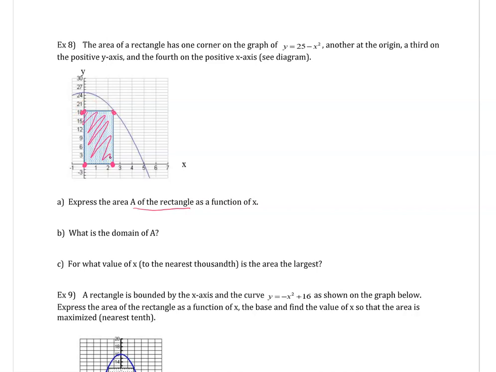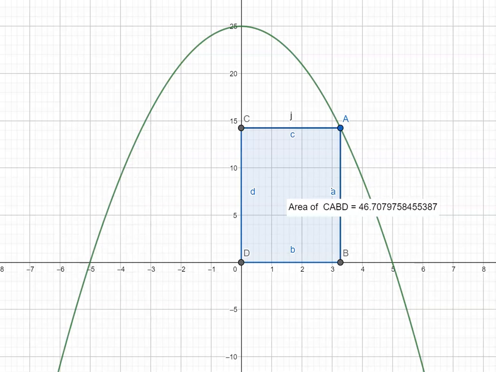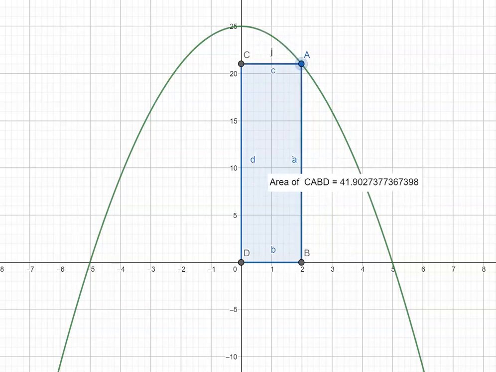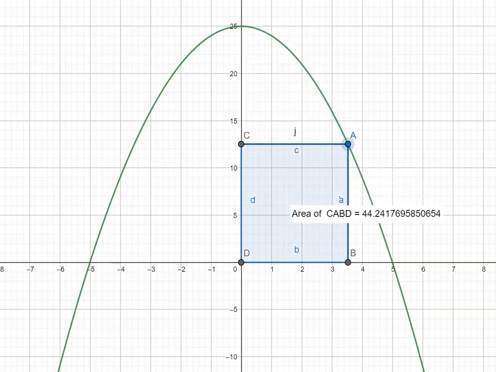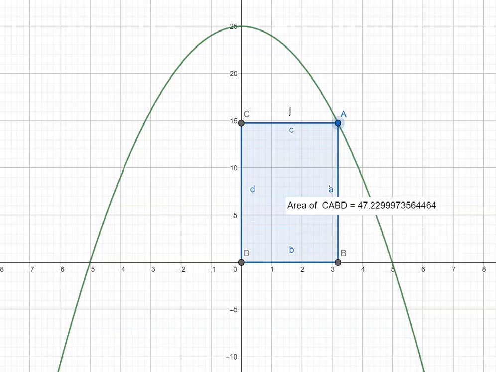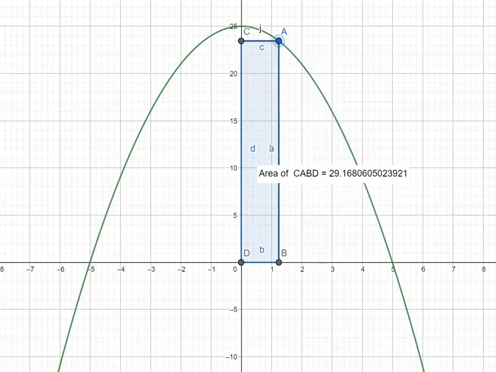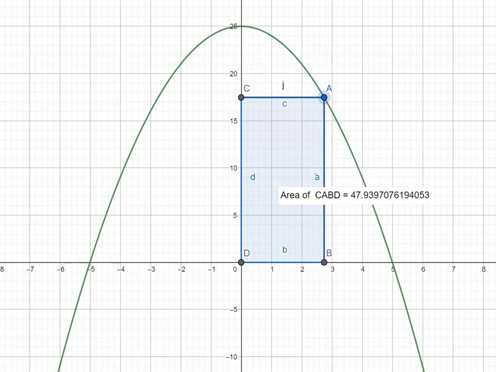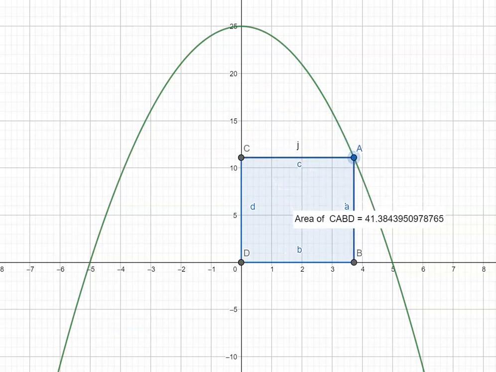Let me show you what I mean by that. Okay, so what I have graphed is the function y equals 25 minus x squared, so that is a parabola that has been shifted up 25 units and reflected in the x-axis. I have this point A being my point on the parabola. And then C and B, as you guys can see, no pun intended there, are on the x and y axis. D is at the origin. So you can see how by me dragging this point A, the area of the rectangle is changing. It starts to increase, gets up into the 40s, and then starts to decrease again.